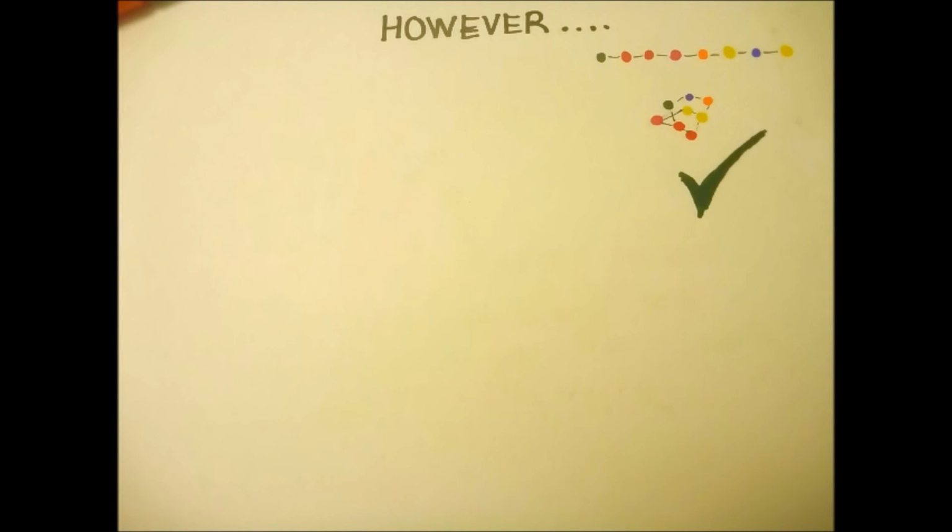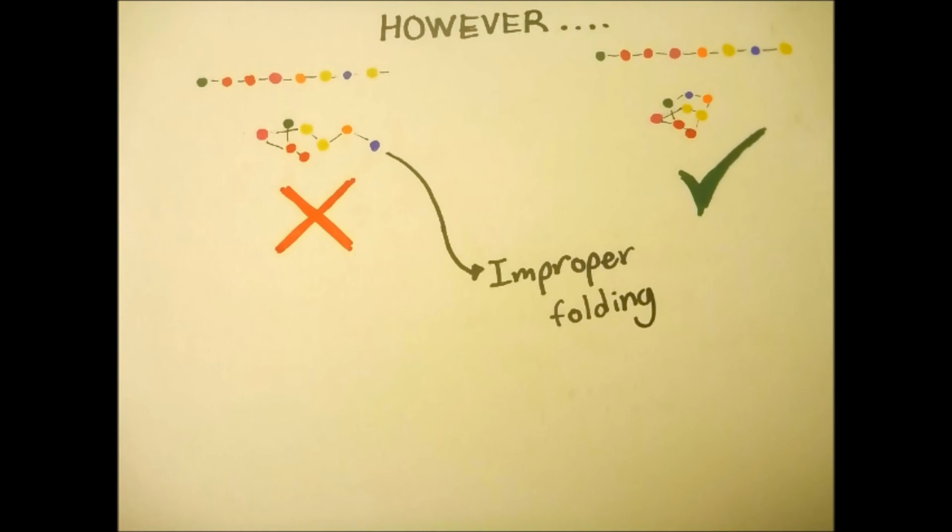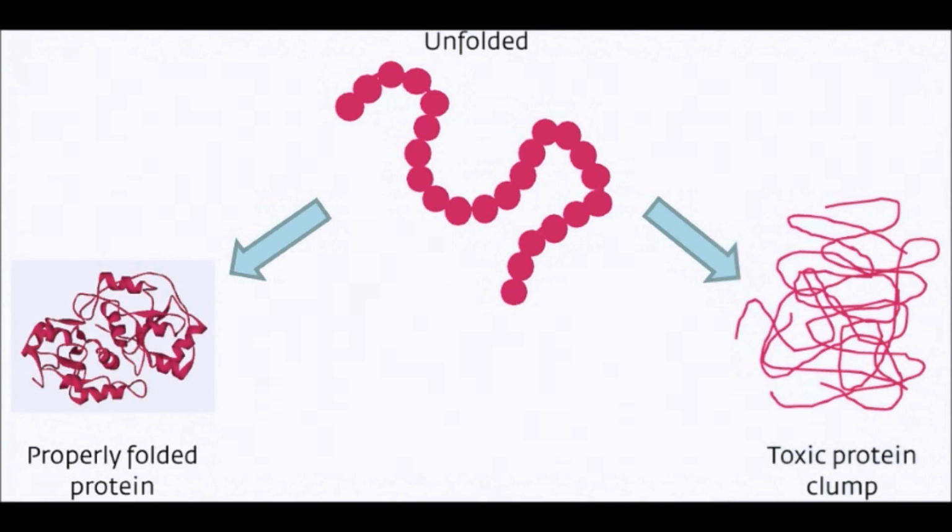However, proteins do sometimes fold improperly. There are a few things that can cause protein folding to go wrong. For example, a person may possess a mutation that changes a specific amino acid in the protein chain, resulting in the protein folding in the wrong manner, such as this clump right here.